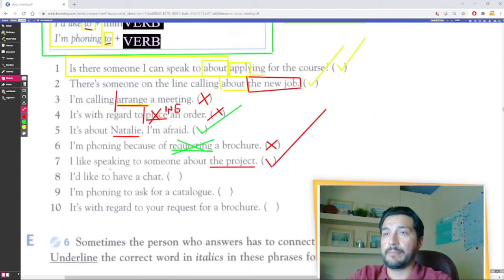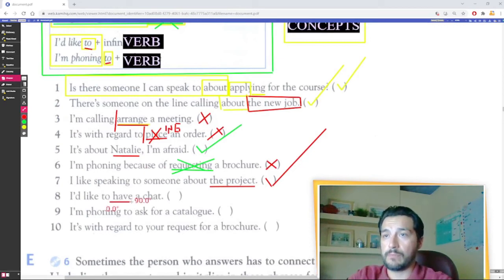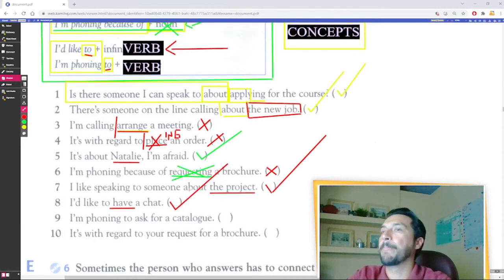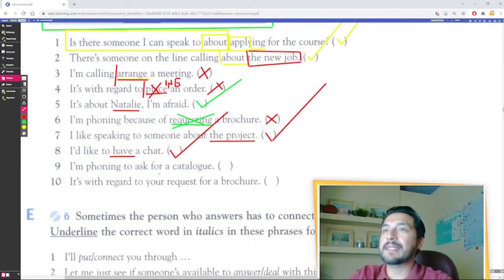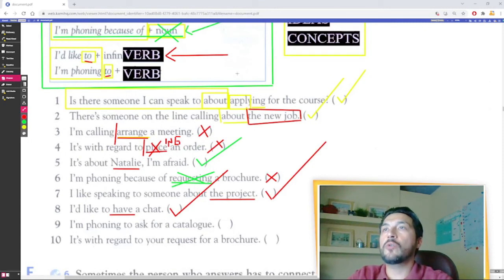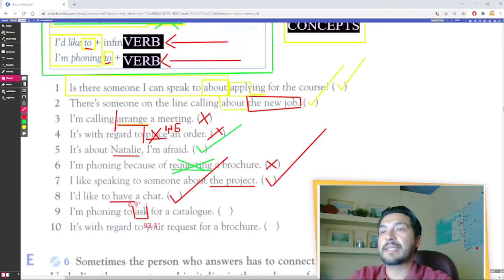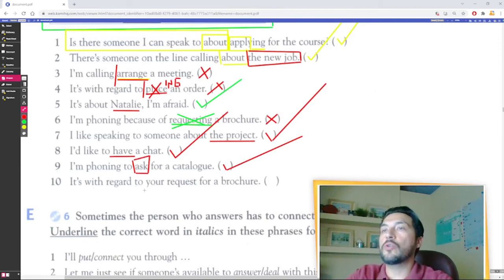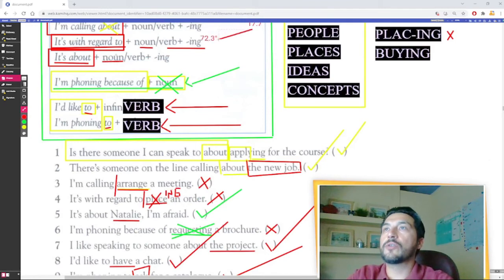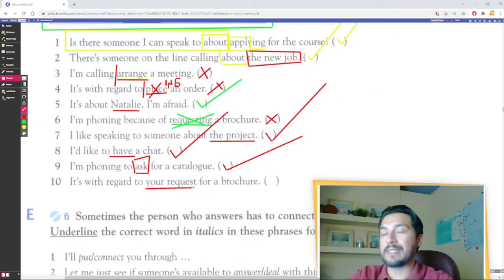I'd like to have a chat. I would like to have, verb. I'd like to verb. So this is correct. Number 9. I'm phoning to ask for a catalog. I'm phoning to, right here, verb. We need a verb. I'm phoning to ask. Yes, that's a verb. Excellent. So that's correct. It's with regard to, we need noun or verb ing. Your request, that's a noun, one request, excellent.